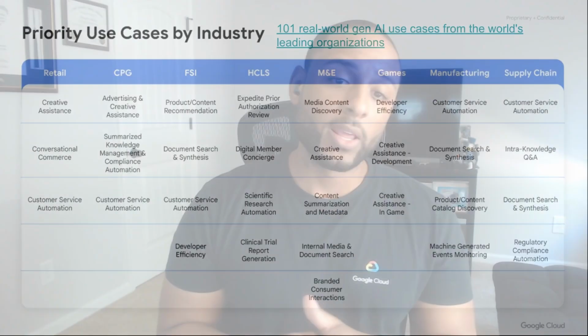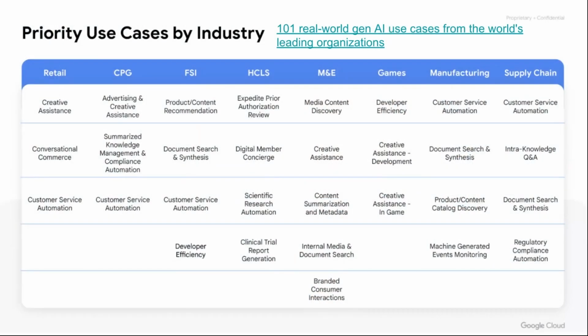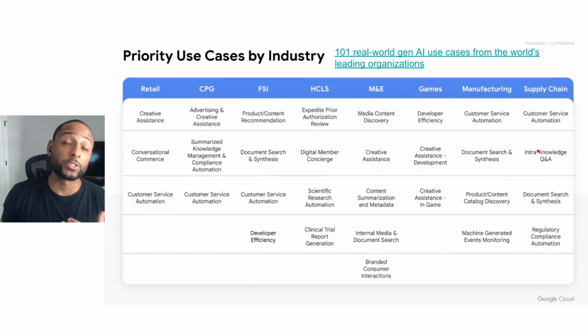And so what we've also seen is that different organizations, depending on the industry they're a part of, have typical use cases. For retail, we may see conversational commerce or customer service automation, versus healthcare and life sciences, as you can see in the middle of the screen, maybe digital member concierge or clinical trial report generation. Or even for supply chain, where they're trying to do some level of document search synthesis or customer service automation so that they can automate the process from a supply chain perspective and also give visibility into every individual or every organization or every line of that particular supply chain.